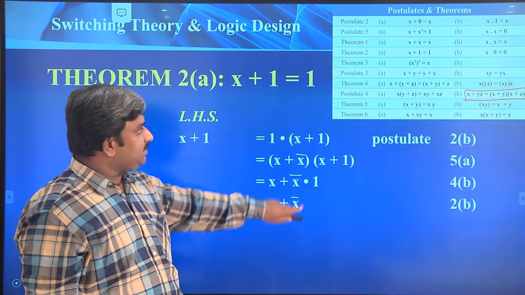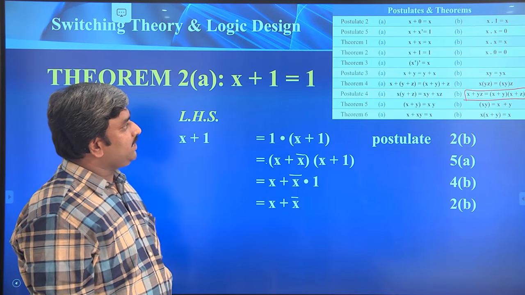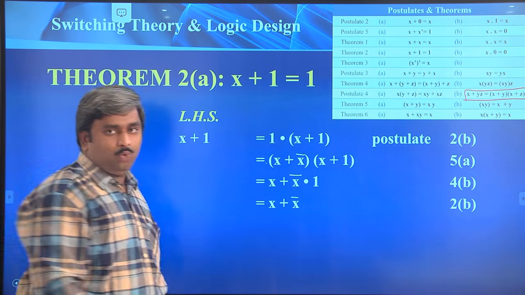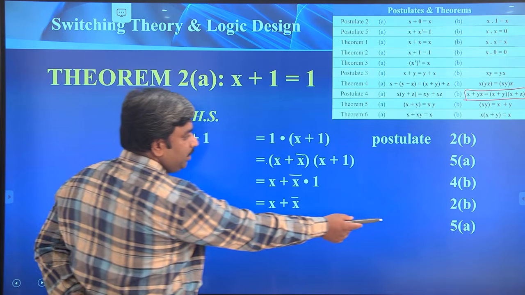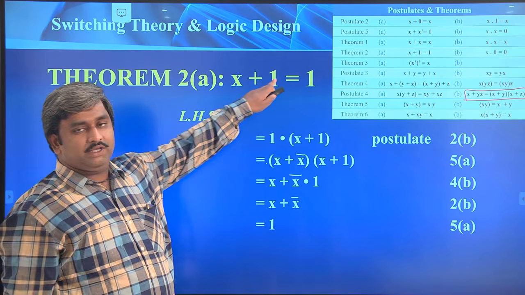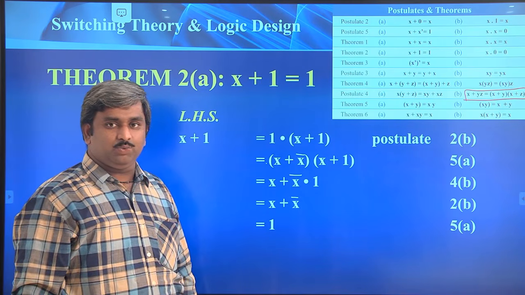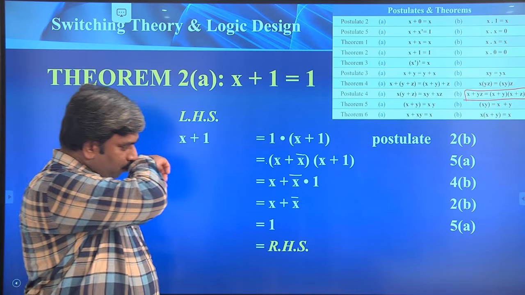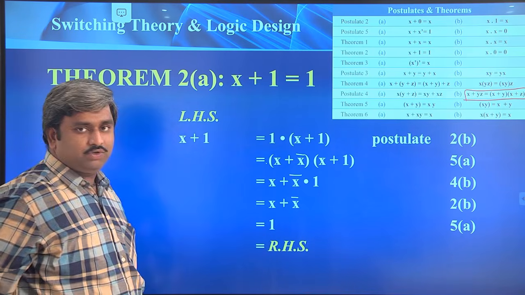Now x plus x bar is equal to what? See here, x plus x bar is equal to 1 from postulate 5a. From postulate 5a, I have written 1. So x plus 1 is equal to 1. So this is the postulate 2a. So this is the RHS. Now LHS is equal to RHS.